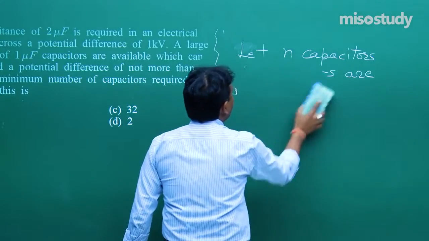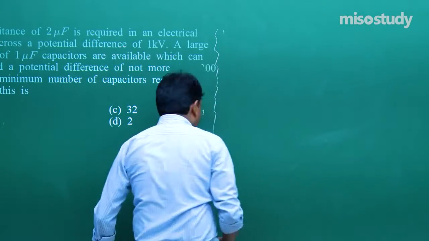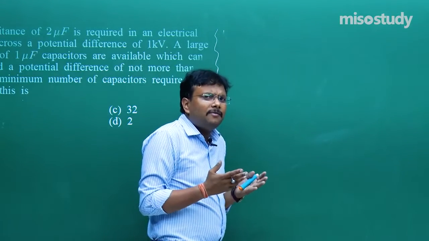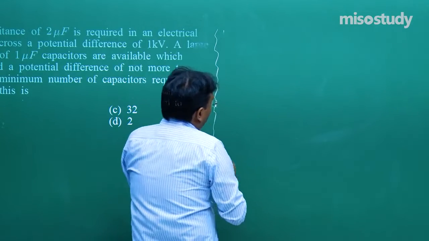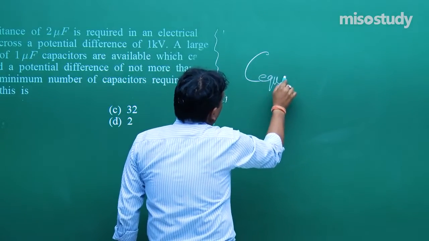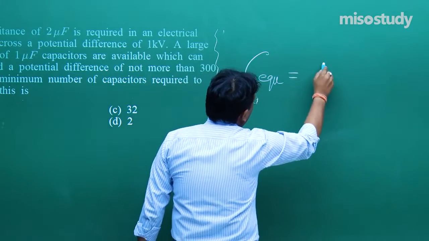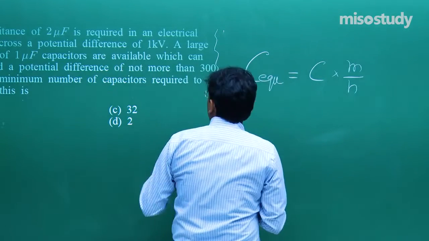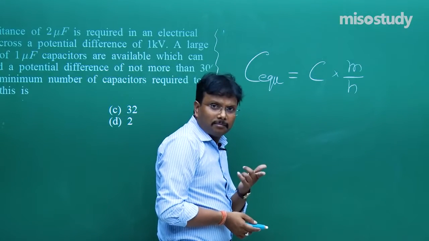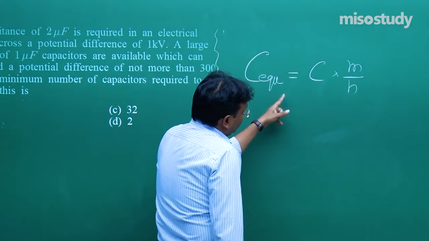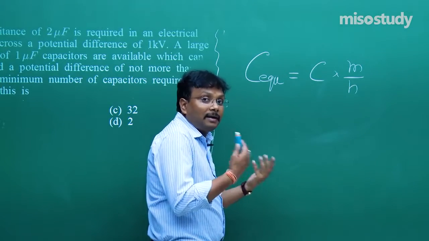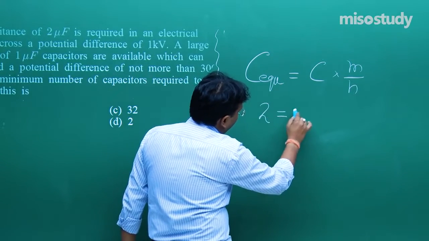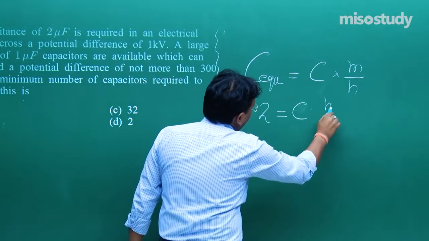Now ultimately, let's say m rows with n capacitors in each are required. So ultimately we have to find the equivalent capacitance, okay. So C equivalent of that entire combination is given as C into m by n. But what is the value of C as given in the problem? 1 microfarad. Fine. So if it is given as 1 microfarad and this equivalent is how much? What exactly are we asking? We are asking for 2 microfarad. So use this value, 2 microfarad is equal to C m by n.